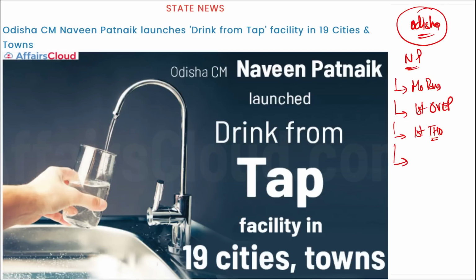Here only in Odisha, remember recently Chief Minister of Odisha Naveen Patnaik launched a facility, that is drink from tap facility. This drink from tap facility will be provided to around 19 cities in Odisha, and this drink from tap, that means clean safe drinking water, will be provided directly through the tap itself in the state of Odisha. So these were your important revision current affairs.